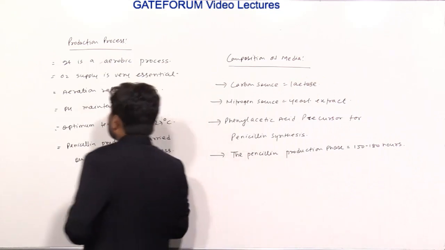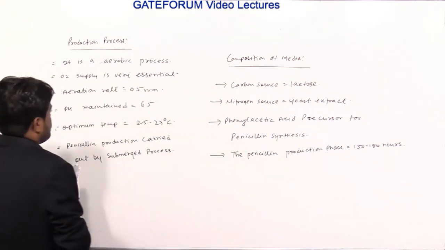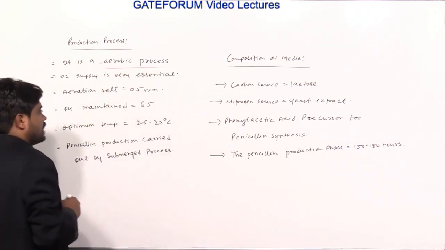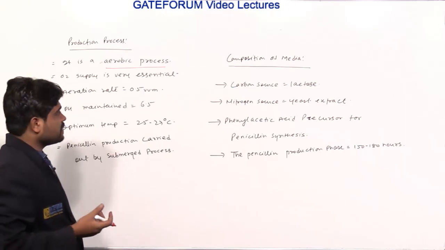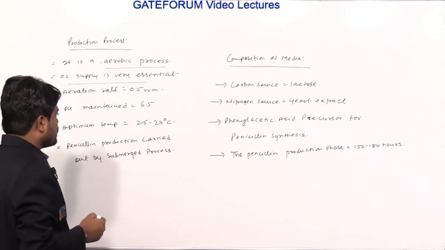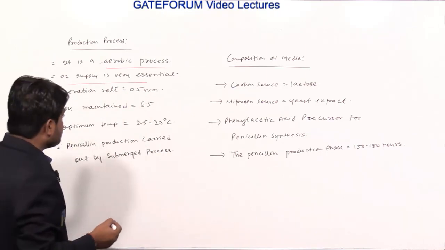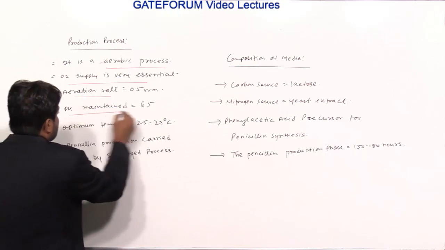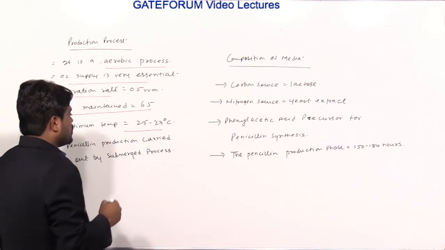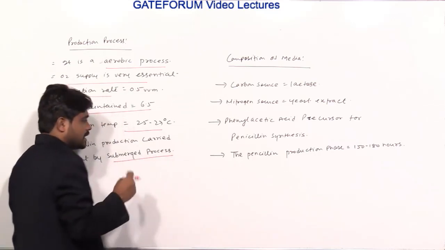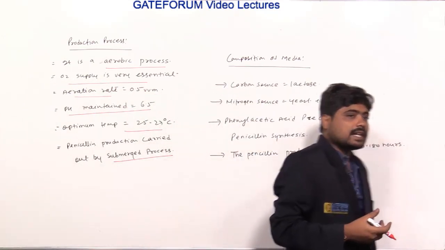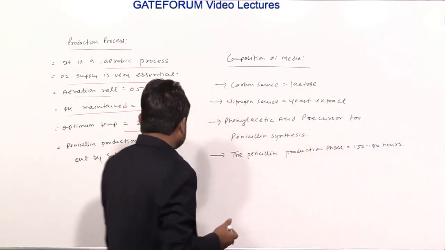So see here, first I am going to explain the penicillin production process. The first point is that it is completely an aerobic process. So it is completely aerobic here, and oxygen supply is very much essential for penicillin production, and the aeration rate means the oxygen supply is very important. pH is maintained at 6.5, the temperature required here is 25 to 27 degrees centigrade, and the production process through which the penicillins are produced is called the submerged process.